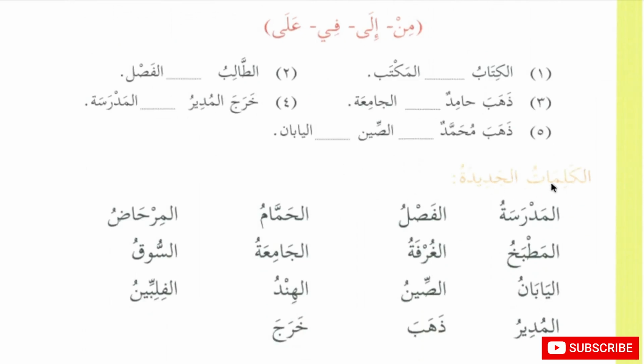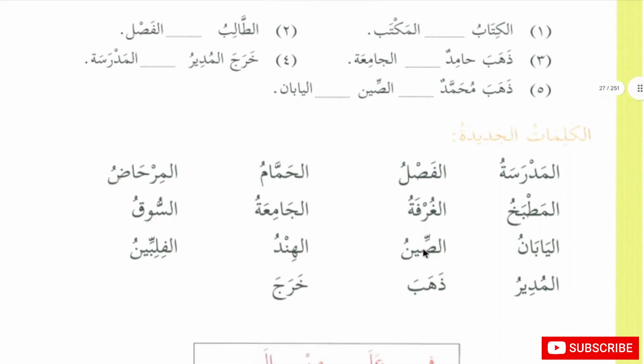Al-kalimatu al-jadida, the new words. These are all new words. Mudarris, sorry, al-mudarrisa. So this ta is added at the end. This makes it feminine. This makes it non-feminine. It's called ta marbuta in Arabic.